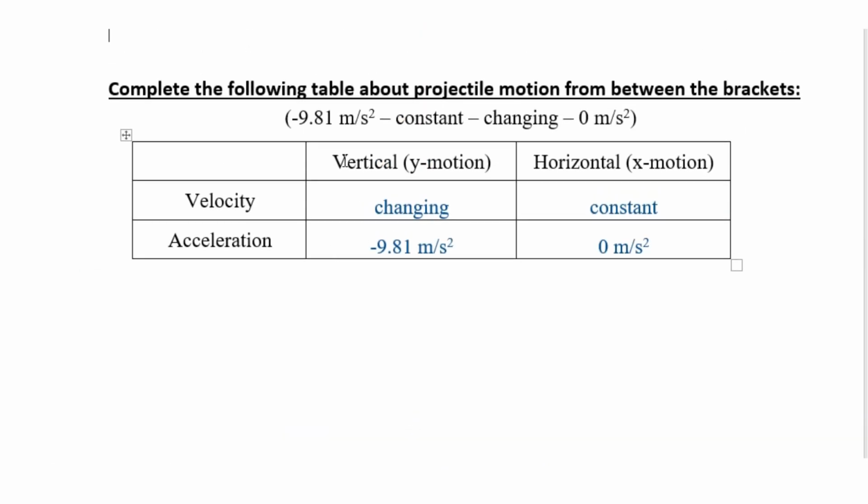This is about projectile motion. You have to complete the box. Vertical motion, Y motion, the velocity is changing, while the velocity of horizontal is constant. Acceleration in vertical is negative 9.81. Acceleration in horizontal is 0 meter per second squared.